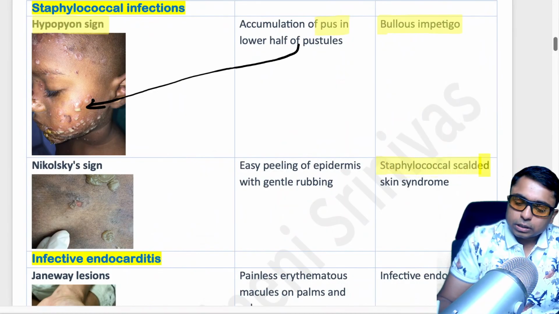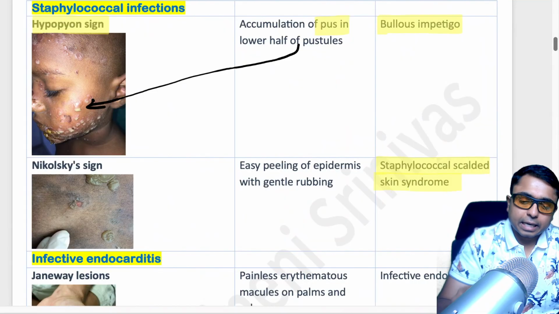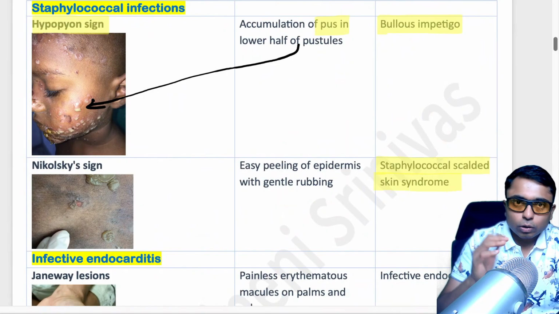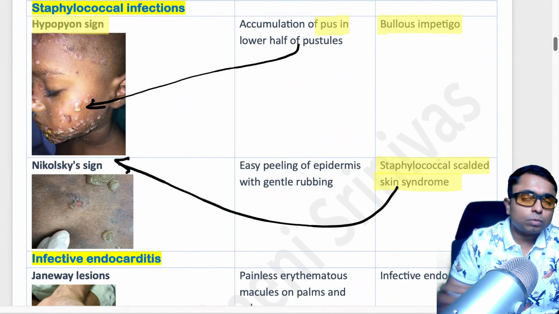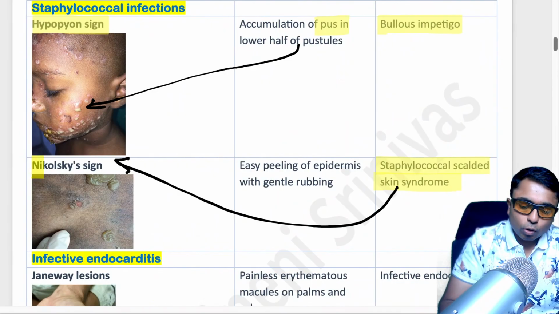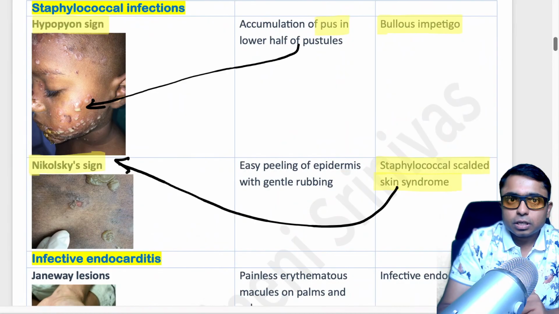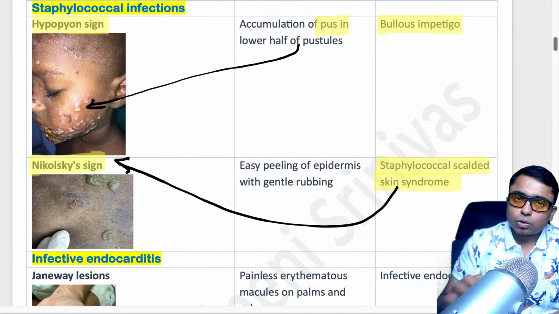And staphylococcal scalded skin syndrome, it is associated with Nikolsky sign. I hope all of you do remember that whenever the underlying process is acantholysis, there is going to be Nikolsky sign. So because in staph scalded skin syndrome, there is going to be underlying acantholysis, Nikolsky sign is going to be positive. What is this Nikolsky sign? Basically, if you apply the tangential pressure, the epidermis is going to get peeled off from the underlying dermis. So this is what is called as Nikolsky sign.